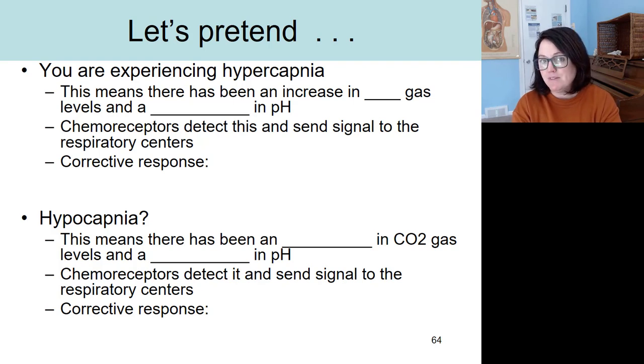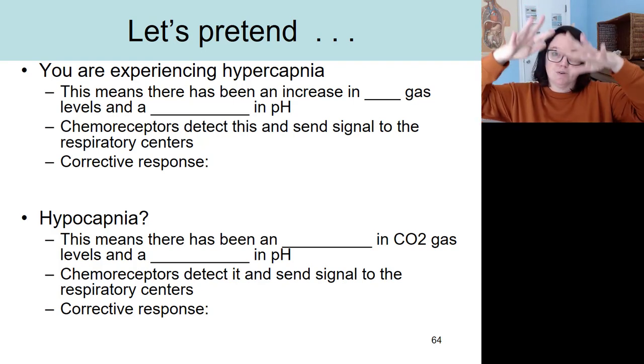So let's pretend you are experiencing hypercapnia. First thing we need to do is remember what hypercapnia is. Hyper means increased, and capnia is referring to carbon dioxide levels. So we have increased carbon dioxide levels in the body, specifically in the blood. This means there has been an increase in carbon dioxide gas levels, and what's happened to pH? If carbon dioxide levels go up, pH goes down.